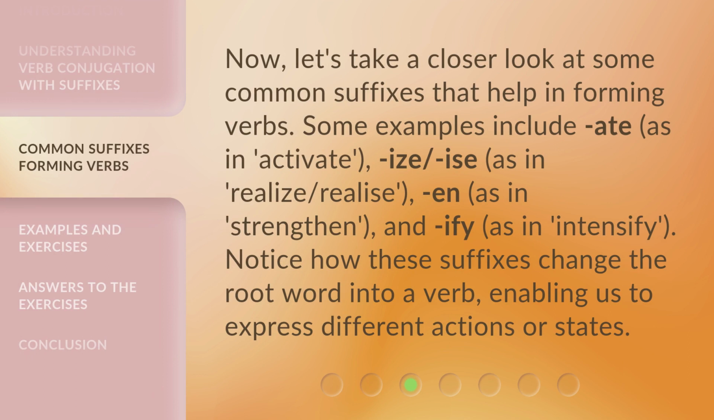Now, let's take a closer look at some common suffixes that help in forming verbs. Some examples include -ate, as in activate; -ize, as in realize; -en, as in strengthen; and -ify, as in intensify. Notice how these suffixes change the root word into a verb, enabling us to express different actions or states.